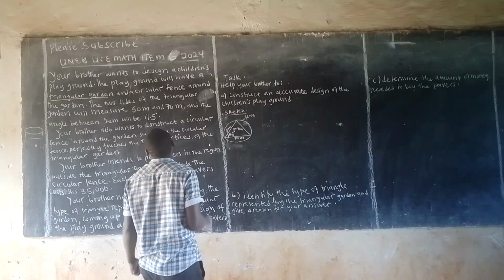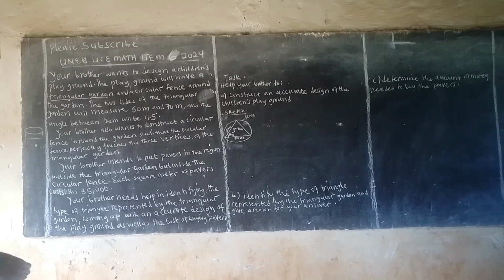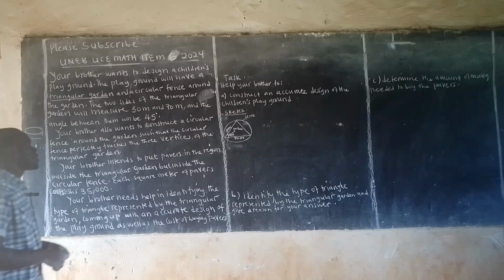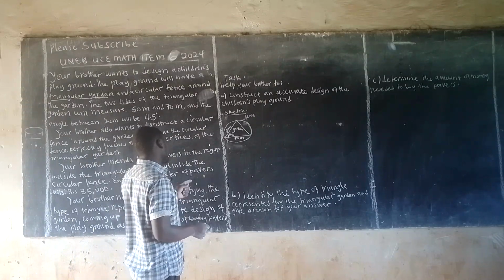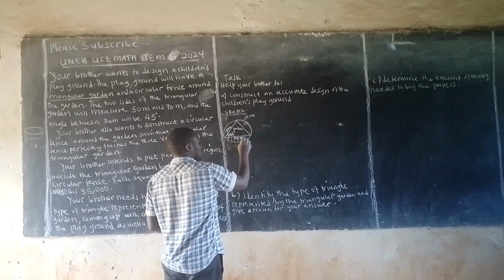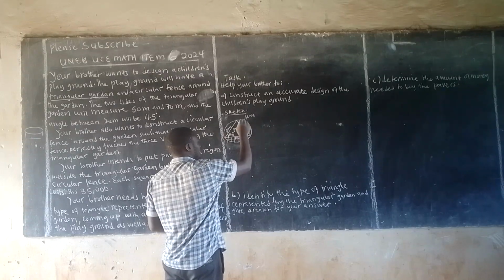All right, good. So your brother also wants to construct a circular fence around the garden such that the circular fence perfectly touches the three vertices of the triangle, like the way you have done. Your brother intends to put pavers in the region outside the triangular garden, but inside the circle, like that. The pavers can appear in that format.